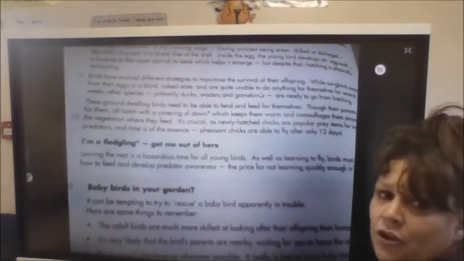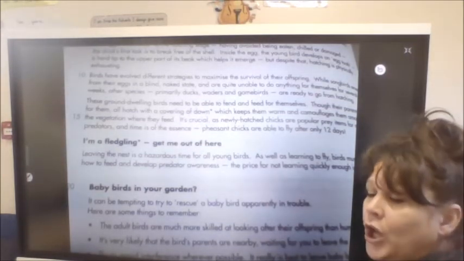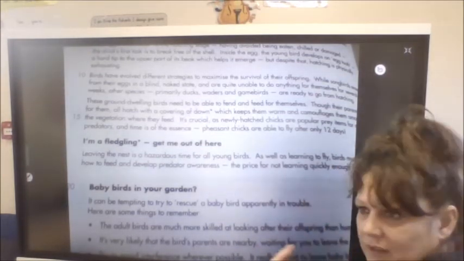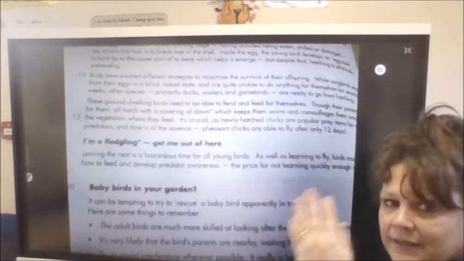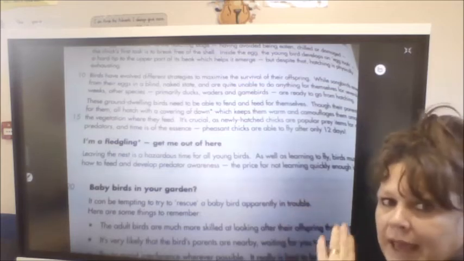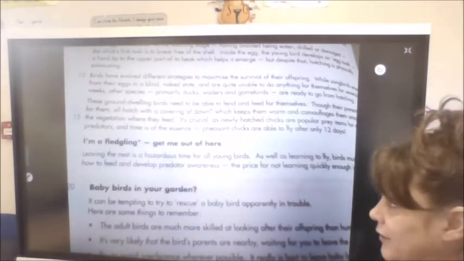So, in other words, if they don't learn how to get out of the nest and how to be aware of predators, the kind of positions, where to hold the head, what to be looking for, if they don't learn that, the price is high. In other words, they're not going to survive.